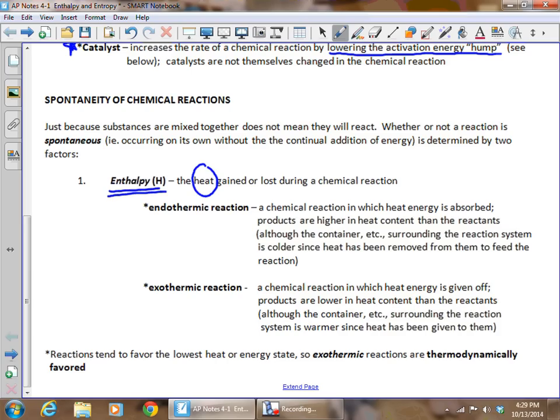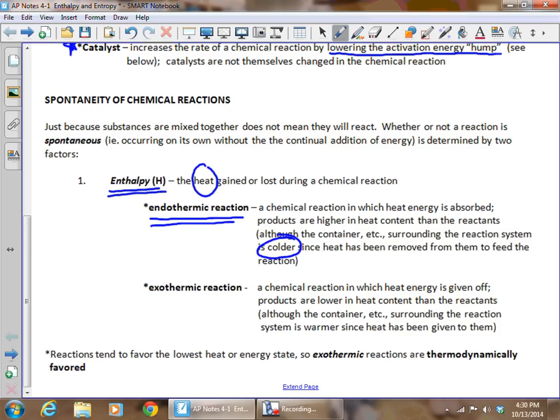We've seen these words before in Chem 1, but we're going to get this review now because we tend to forget. Endothermic, taking in heat, a chemical reaction in which heat energy is absorbed. The products are higher in heat content than the reactants. Now, the container itself, think about it. If that chemical reaction is absorbing heat, taking in heat, it's got to take it in from somewhere. So it's going to take it from the container that it's being held in. And so that container is going to be colder since the heat has been removed.